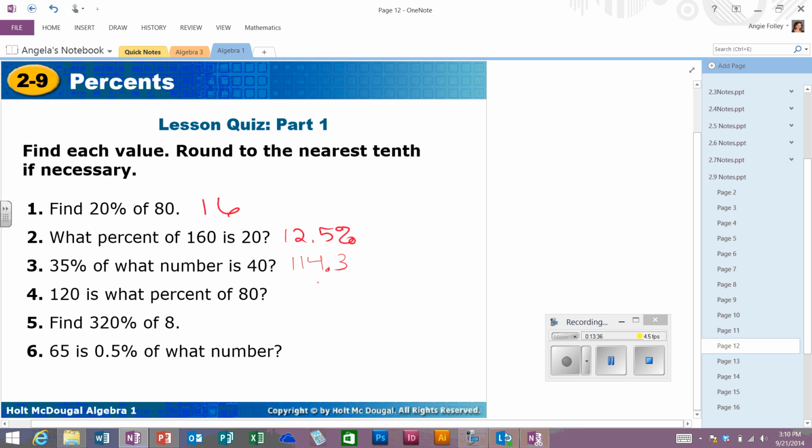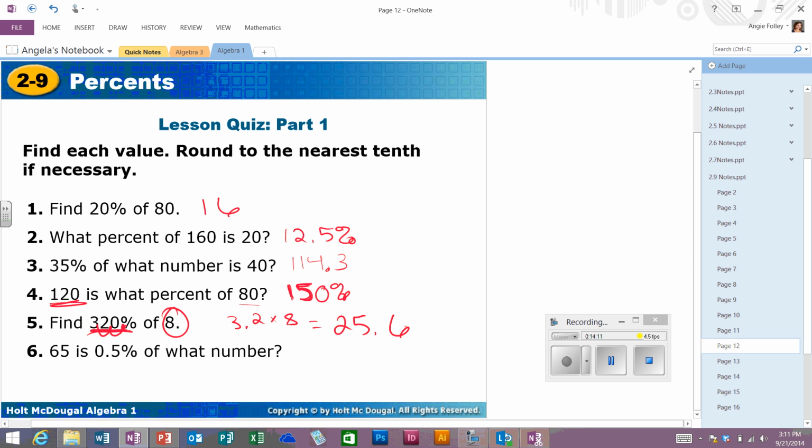120 is what percent of 80? You get 150%, which makes sense because 120 would be on top and 80 is on the bottom. So that means that you're going to have a percent bigger than 100. 320% of 8. Now, if we're finding 320% of something, this is going to be a bigger number than 8. So I did 3.2 times 8. If you want to set up your proportion, you can, but I converted this to a decimal and multiplied it by 8, and you get 25.6.